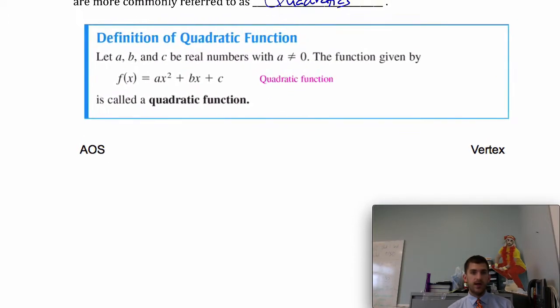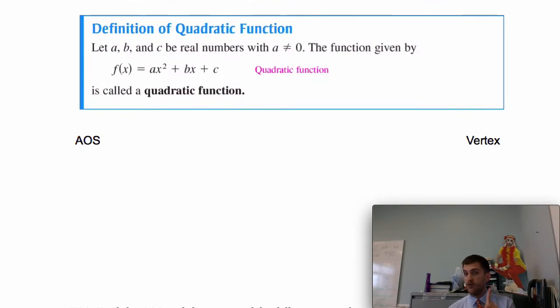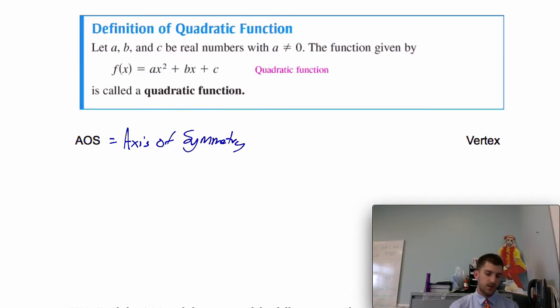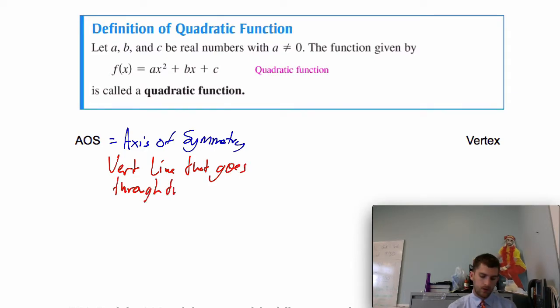Now, a couple things about the quadratic function. Not the quadratic formula, we'll get to that later. The quadratic function has an AOS. You might remember those letters. Those stand for the axis of symmetry. To calculate the axis of symmetry, maybe we should give a definition first. It's a vertical line that goes through the vertex of a parabola.